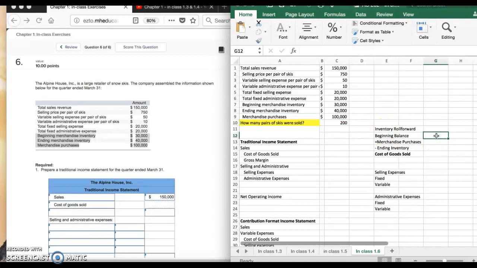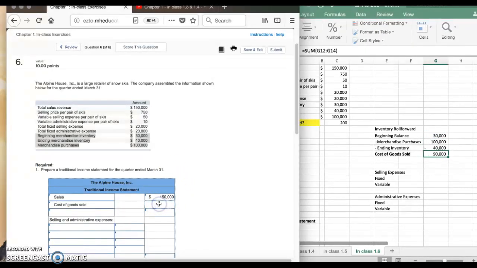So we have our beginning balance, which is $30,000. We know how much merchandise we purchased during the period, which is $100,000. And then we know our ending inventory balance. So we are going to just take the sum of those. $90,000. So our cost of goods sold is going to be $90,000.